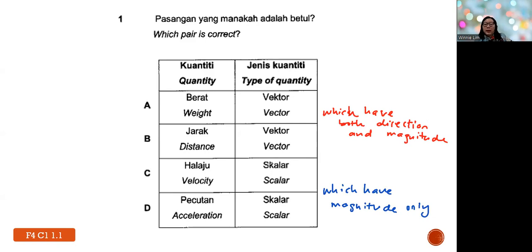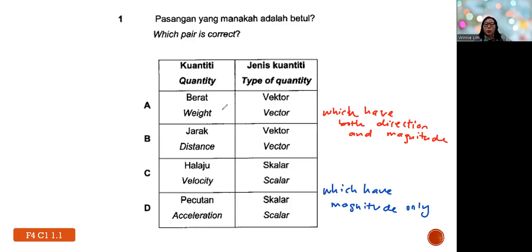So normally those quantities which are classified as scalar quantities are also the 7 base quantities. And if you want more idea of vector quantities, normally when you learn forces and motion, when they involve direction, like force, velocity, acceleration, then they are classified as vector. So now we see the options one by one.